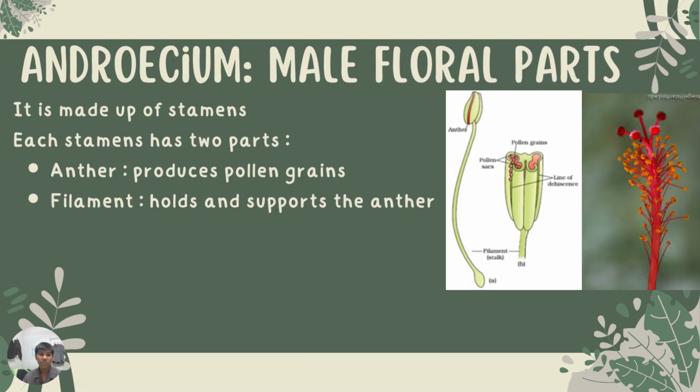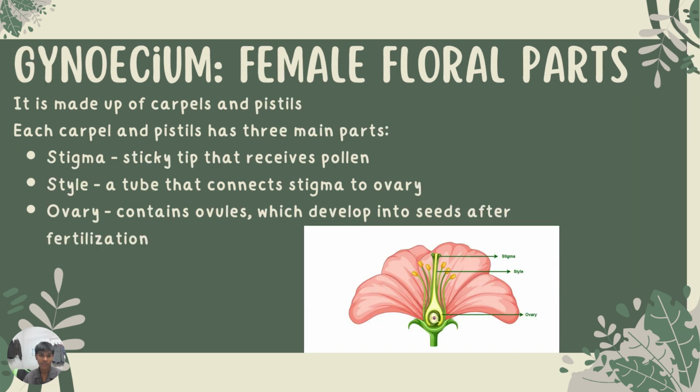Androecium, the male flower bud, is made up of stamens. Each stamen has two parts. Anthers produce pollen grains, and filaments hold up and support the anther.